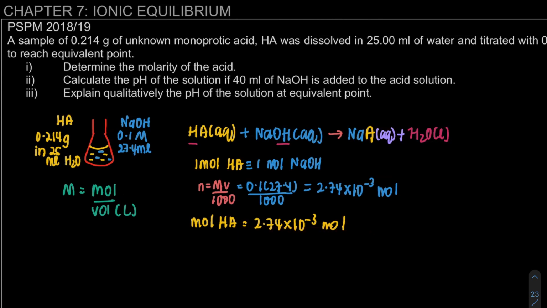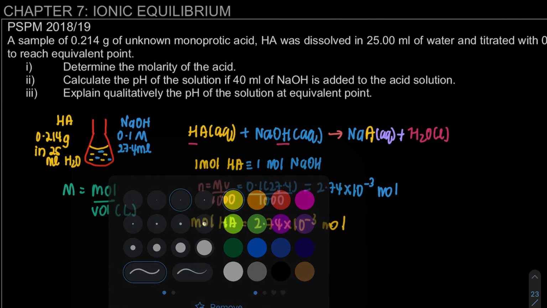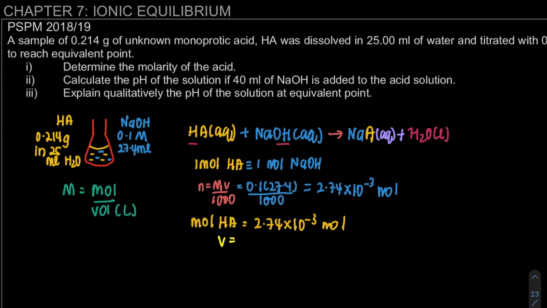For the volume of acid itself, from the question, it says 0.24 gram is dissolved in 25 ml of water. So when we dissolve our solid in our 25 ml of solution, does our solution increase? It doesn't. The volume is still the same. It's just that we add the solid into it. So the volume in this case is 25 ml.